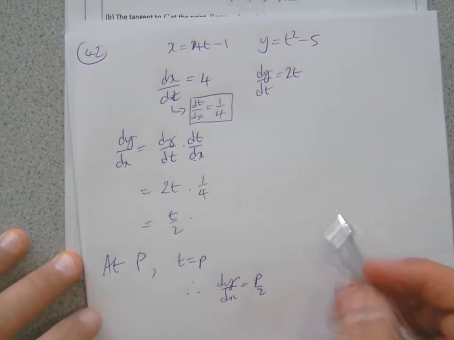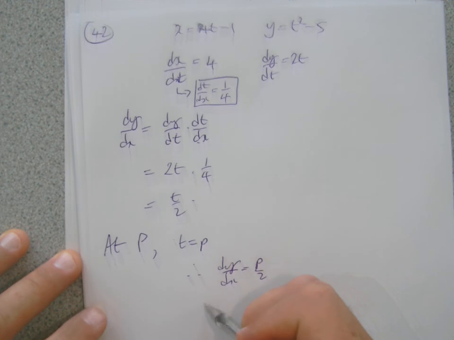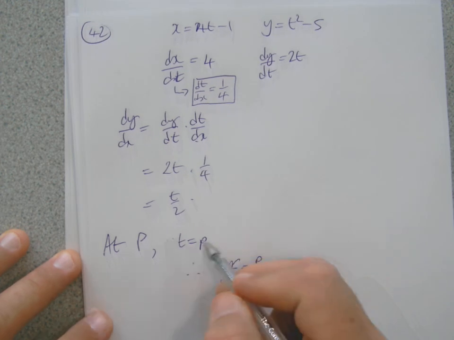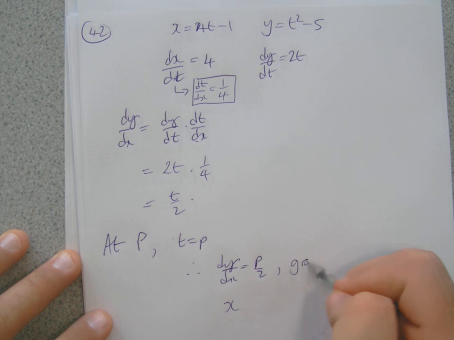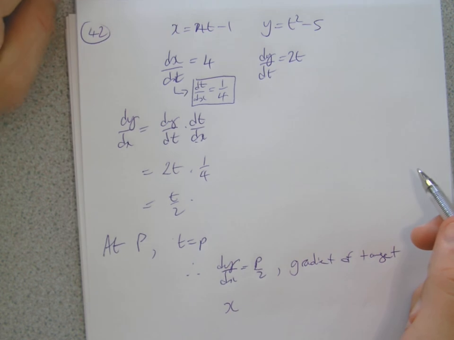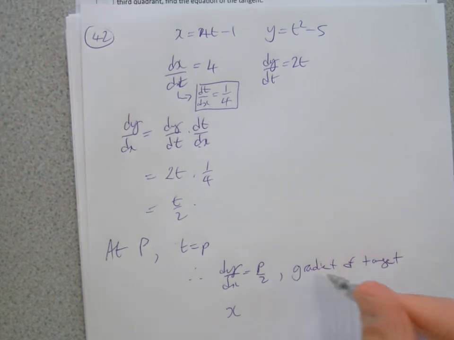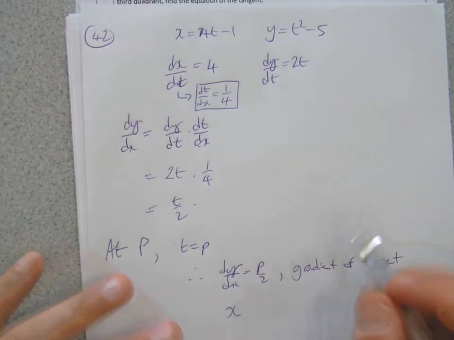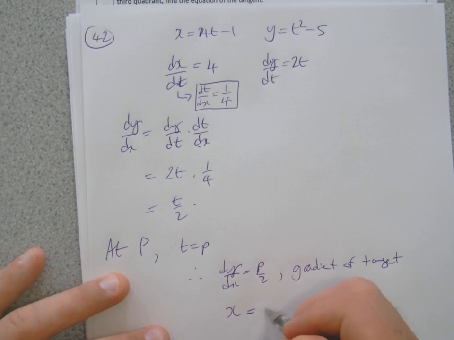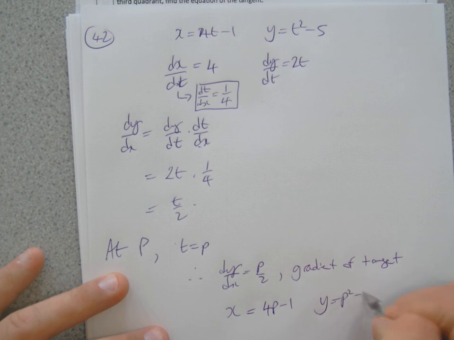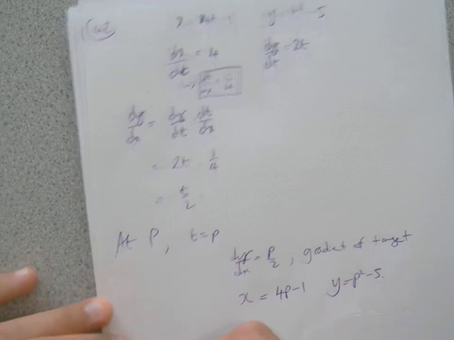Also, at P, because t is little p, we've got the gradient, and this is the gradient of the tangent. That's important, because some questions will want the normal, so you'd have to do the m1 m2 equals -1 thing, but they do say the tangent in this case. Of course, you need an x value as well. So going back to the equations they give us, x will be this, y will be p squared minus 5.